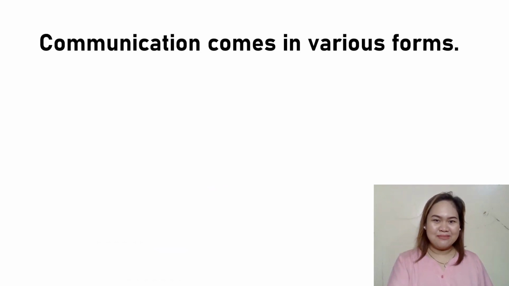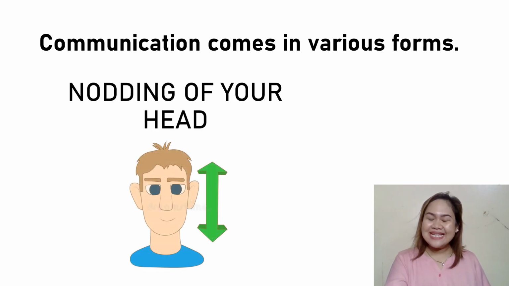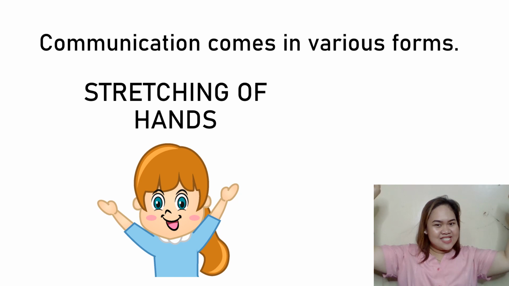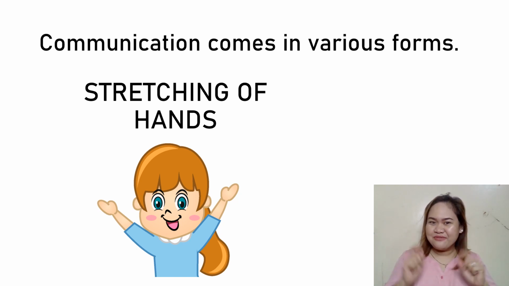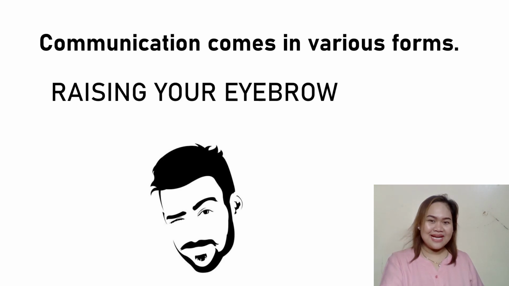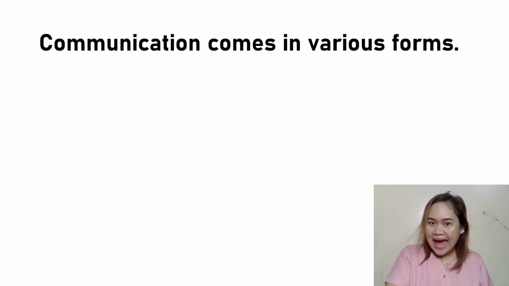Communication comes in various forms. They may be through words or they may be through actions. Here are some of the examples, but they are not limited to: nodding of your head to indicate that you agree or you understood; stretching of your hands. Whenever you are listening to the teacher and you stretch your hands, this might mean that you are bored, so please refrain from doing that; raising your eyebrow to indicate curiosity. The three examples that I have given you a while ago are all examples of communication through actions.